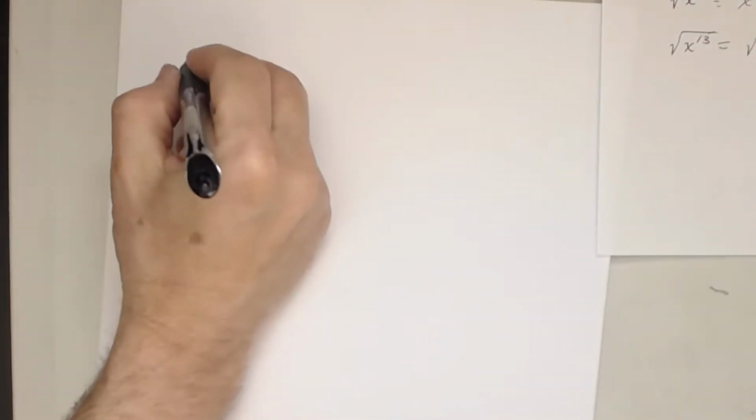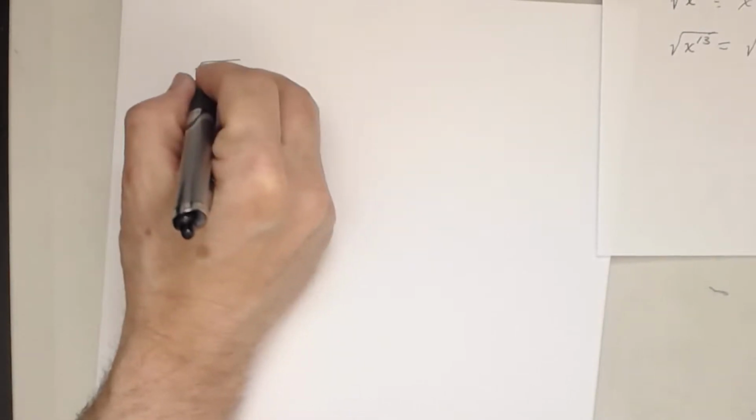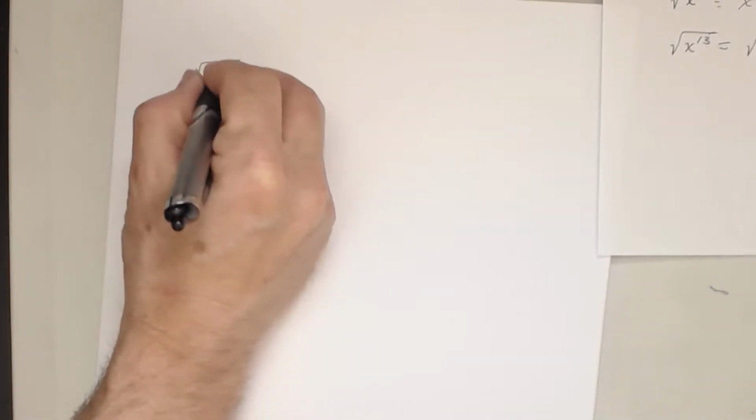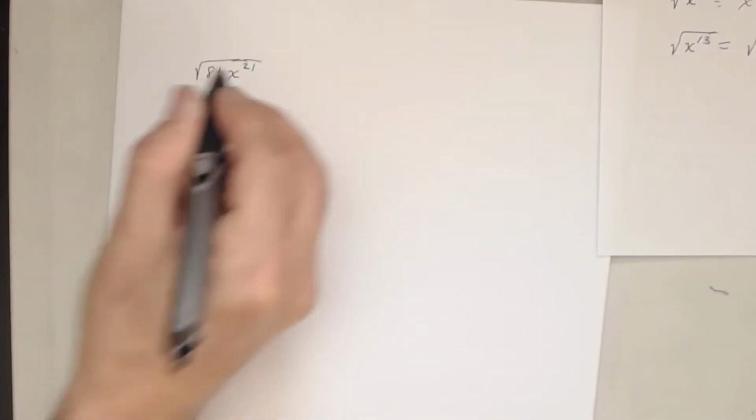All right, then we start talking about something like this. Well, what if you had, again, this is all simplified. So if you had the square root of, let's say, 81 x to the 21st power. Where do we have that?